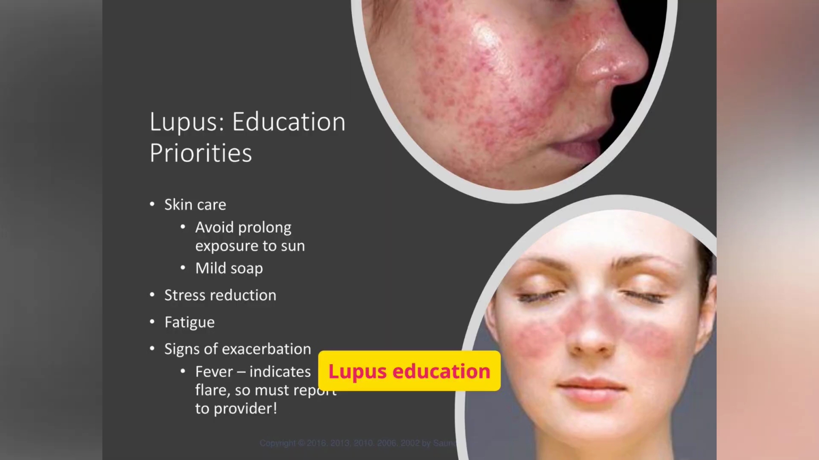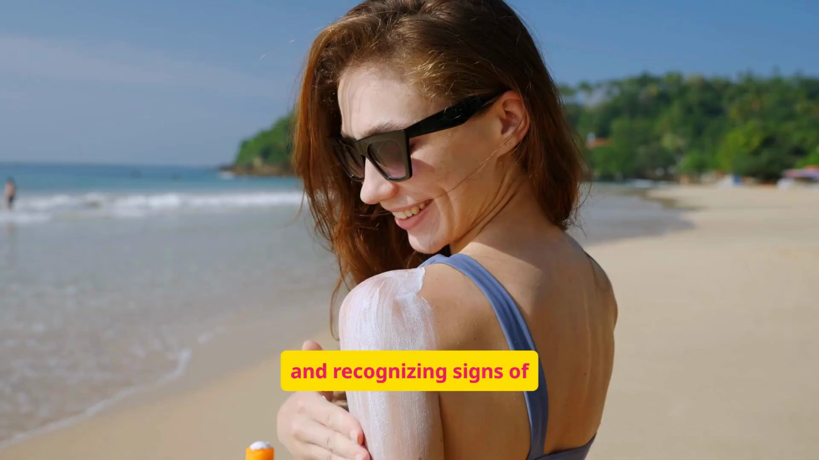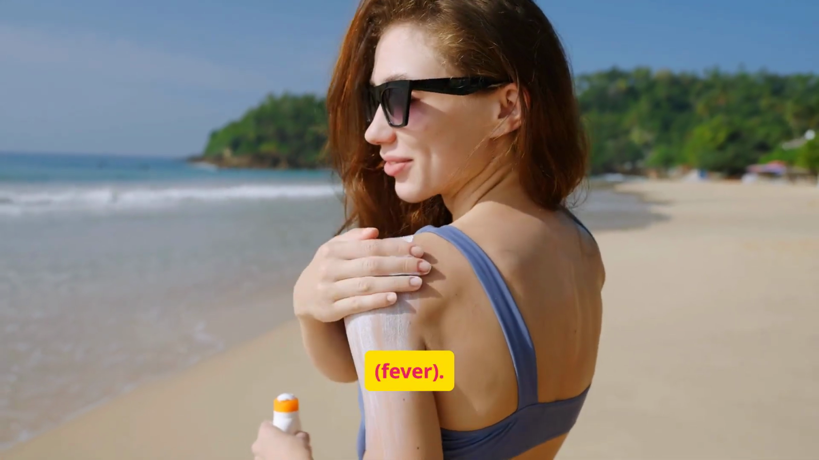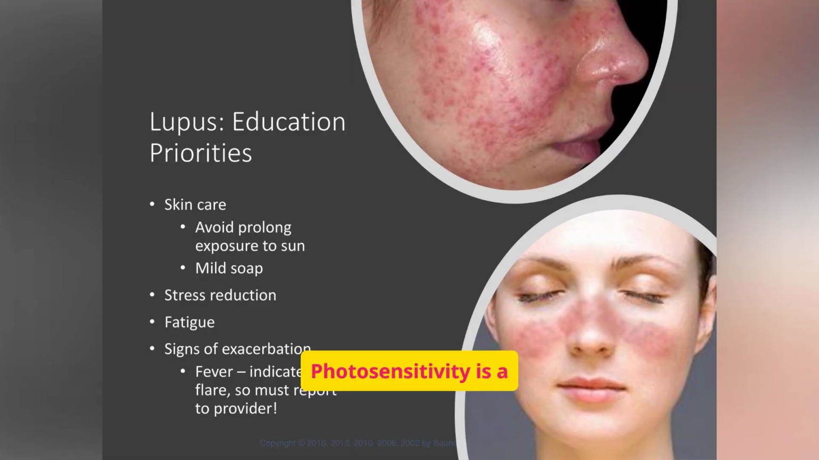Lupus education priorities include skin care, avoiding sun exposure, using mild soap, stress reduction, managing fatigue, and recognizing signs of exacerbation, fever. Photosensitivity is a common issue, so patients should wear sunscreen and protective clothing. Stress is a known trigger, so we encourage relaxation, mindfulness, and balanced activity levels. Educating patients to report early signs of flare-ups can prevent complications.